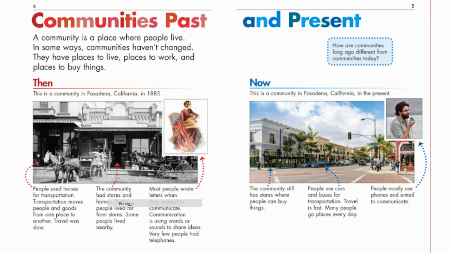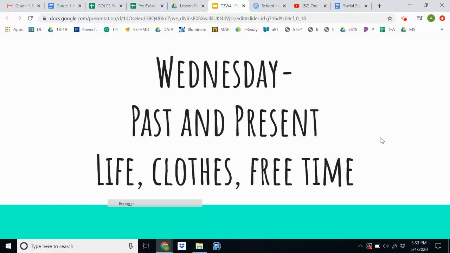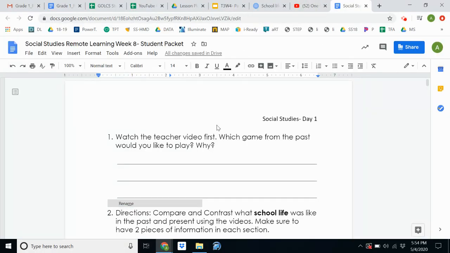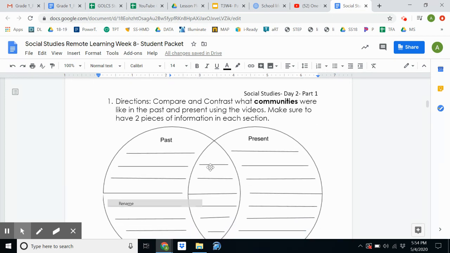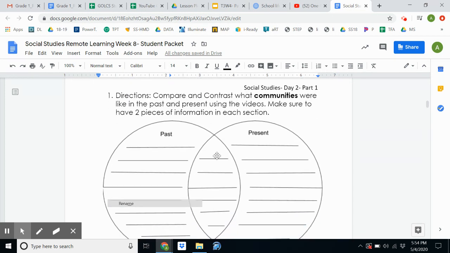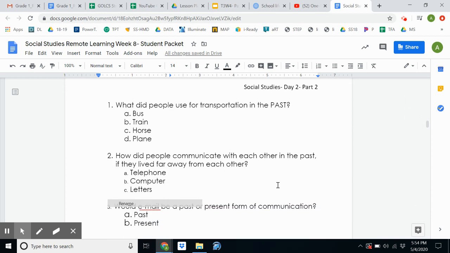So you think about how they are different from long ago, and then you're going to go to your packet. This is what you did yesterday. So the first thing you're going to do is your Venn diagram, just like how you did yesterday. And you're going to tell me two things from the past, two things from the present, and two things that they both have in common. And just do bullet points to organize your thoughts. And then you're going to move on to the second page, which is just a few multiple choice questions.